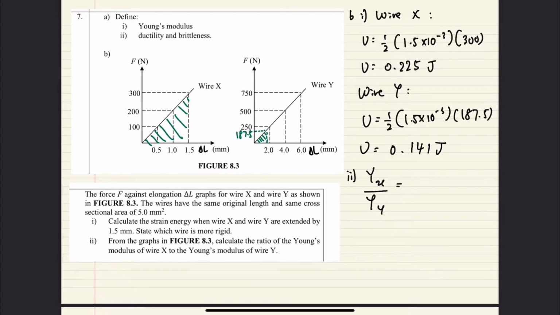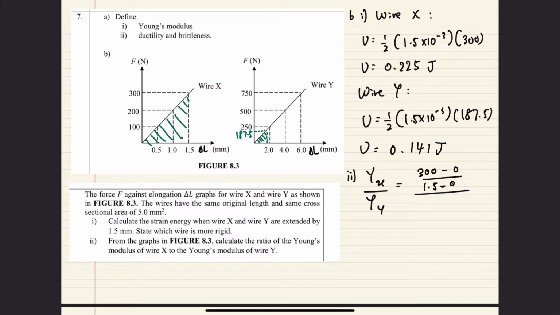So basically Young modulus, if you have this graph, Young modulus is the gradient. Obviously you have to calculate the gradient for X. So for X, maybe I can choose the furthest point there. I can choose any point actually. So let's say I choose that one. It will be Y over X, so 300 minus 0 over 1.5 minus 0.